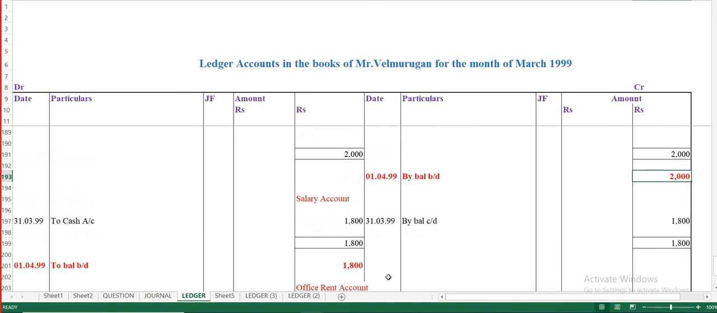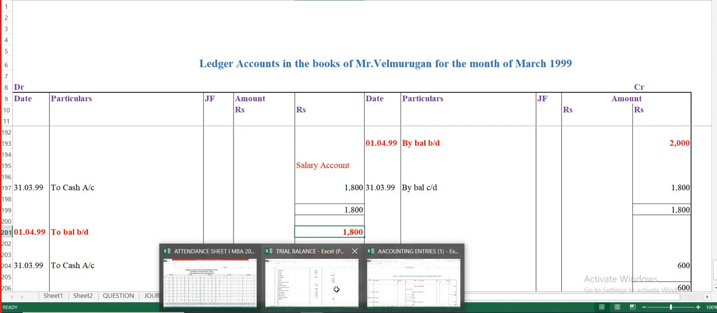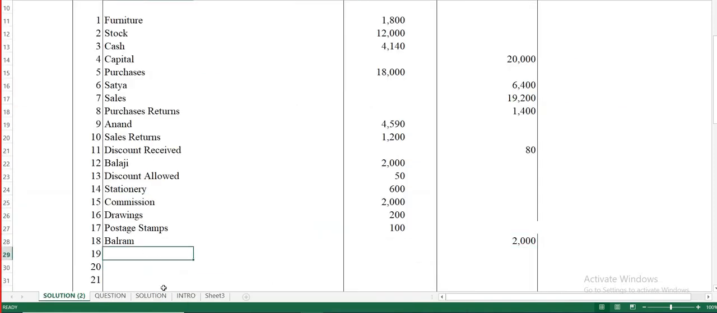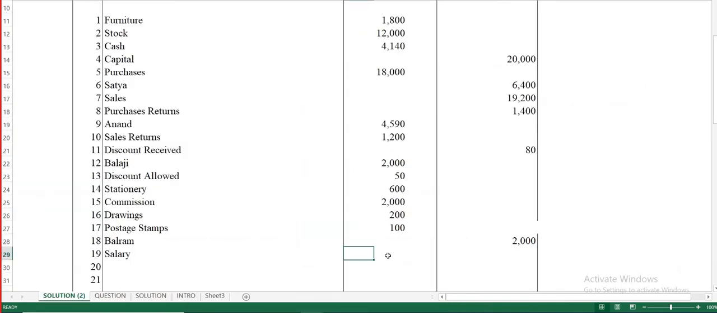And moving to the next one, salary account, it has got a debit balance on the debit side. So debit balance 1800. I have to enter it in the debit column only. Salary account, it is 1800, because all expenses will appear under the debit column.